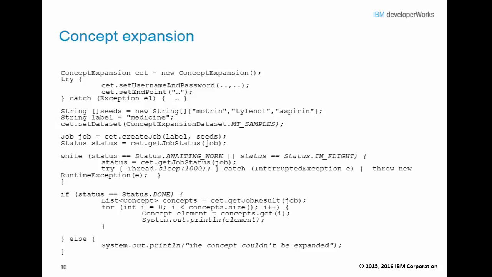Here is a code snippet that invokes Concept Expansion API with a set of seed terms and label. It prints out the concept elements returned from the API.